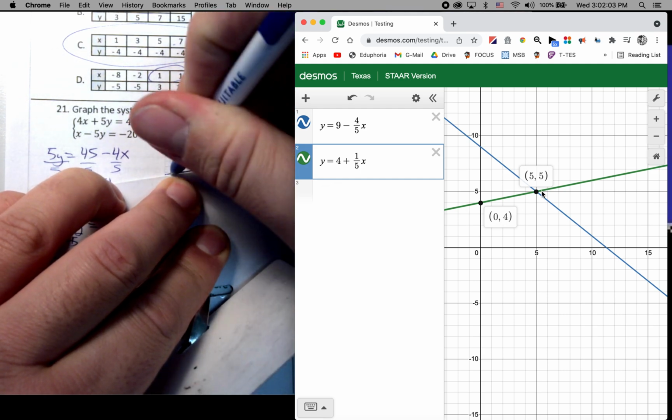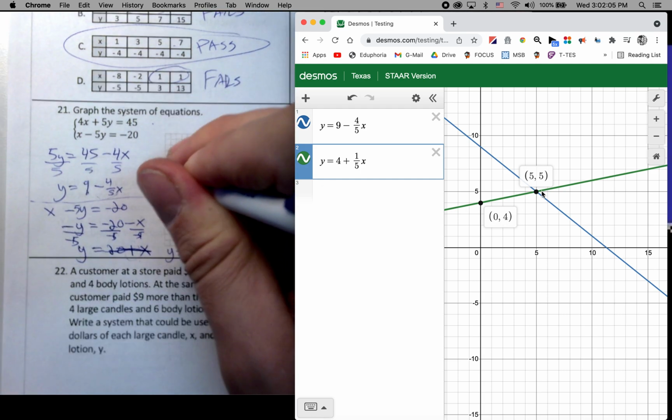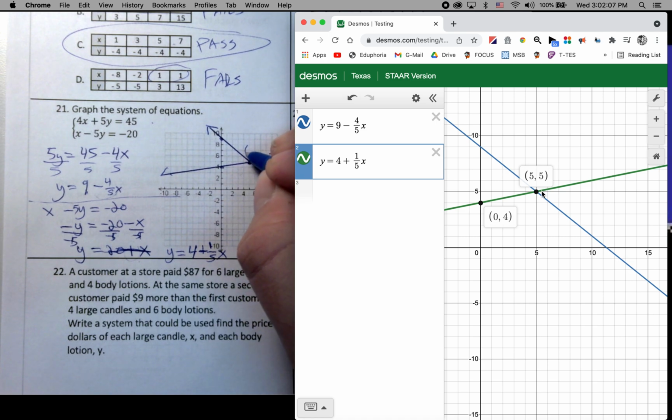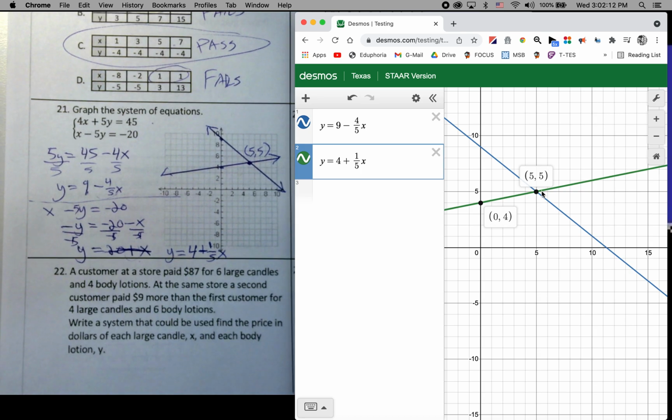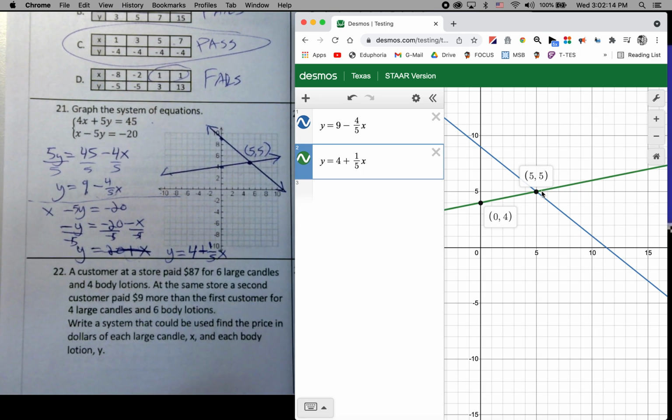There we go. And that's where they cross, so I'm going to label their solution of 5, 5. There we go. All right, number 22.